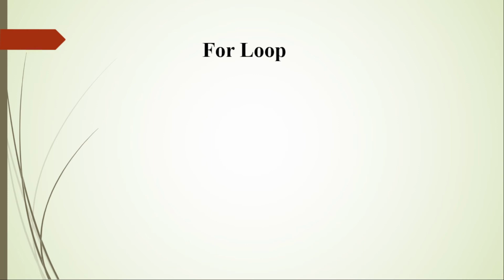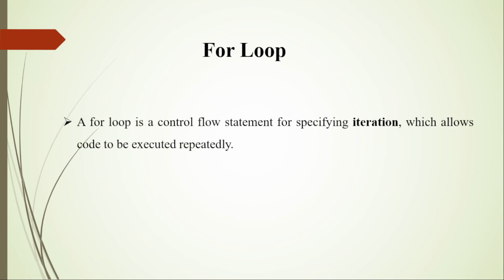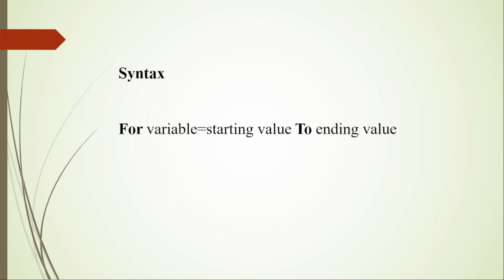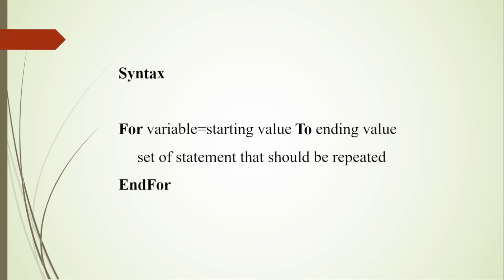we use the For loop. The For loop is a control flow statement for specifying iteration, which allows code to be executed repeatedly. Just like the syntax we saw for If, there is a syntax for For. For variable = starting value To ending value, then the set of statements that should be repeated.